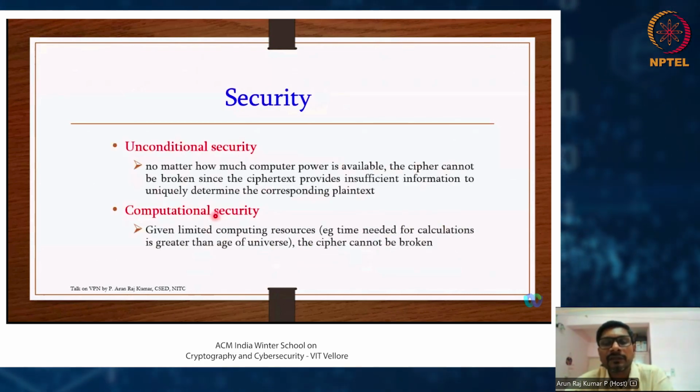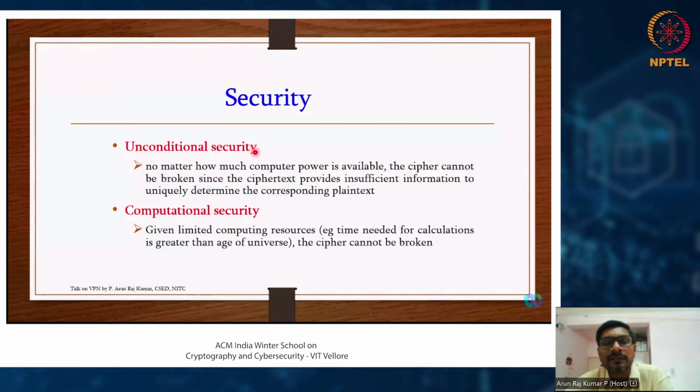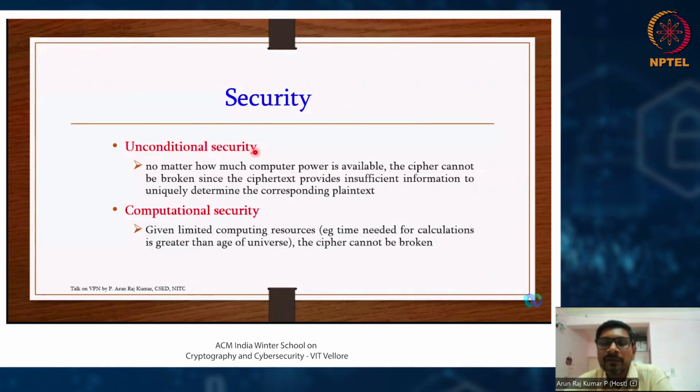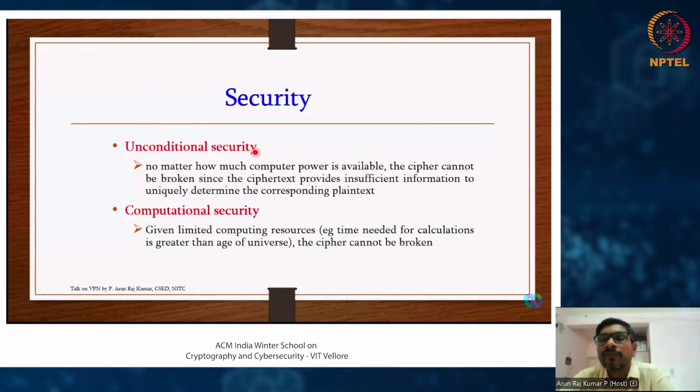So in security, there are two things that we talk about. One is unconditional security and second is computational security. It is also an interview question. What are the main requirements in security? One is unconditional, the other is computational. Unconditional means whatever computing power you have, whether it's a quantum computer or a very powerful server in the world, still the algorithm that you develop cannot be broken. Then you call it unconditional security.